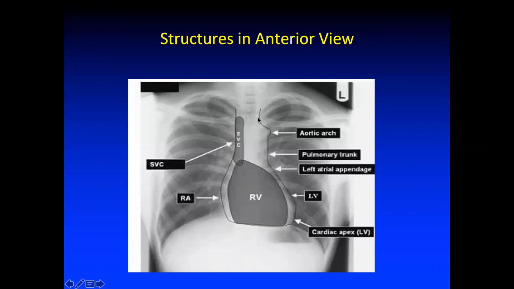On the left cardiac margin, generally you will have the aortic arch and the pulmonary trunk. The left atrial appendage is a part of it, so the left atrium itself is never a part. The left auricle, or left atrial appendage, is a part of the left cardiac margin, and then you will have the left ventricle and the cardiac apex. So this is the simplest, basic explanation you can give in the exam for structures appearing in the anterior view.